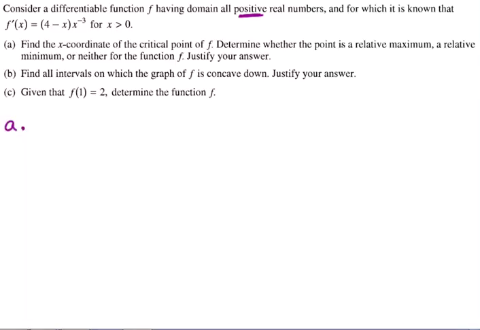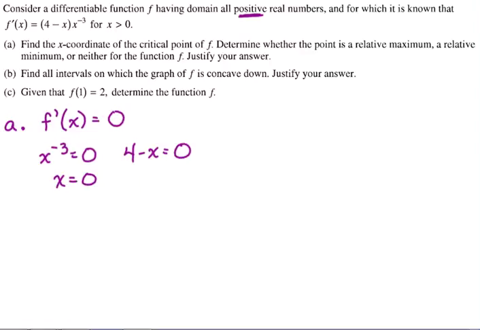So critical point of f, f prime of x equals 0. It's in factored form, so set each piece equal to 0. That says x equals 0, but 0 is not a part of our domain, so that's not a consideration. x equals 4 here is in the domain. That's a positive real number.